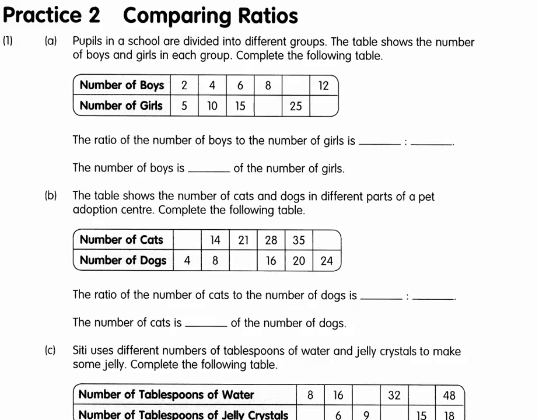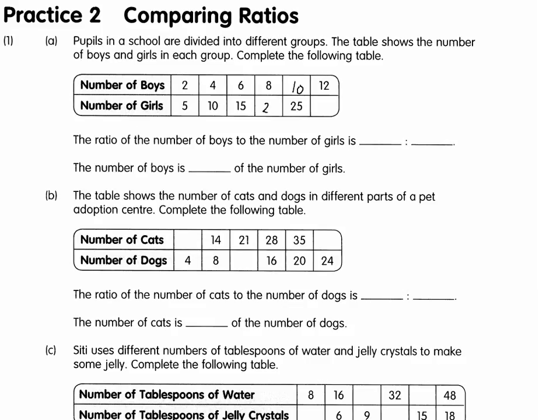Okay, 1A. Pupils in the school are divided into different groups. The table shows the number of boys and girls in each group. Complete the following table. So you can see that there's a pattern for the boys: 2, 4, 6, 8, what? 10. What about for the girls? 20 and 30. So you know that they are increasing in multiples of 5. No need to write anything. All these are very simple. You can do it on your own.